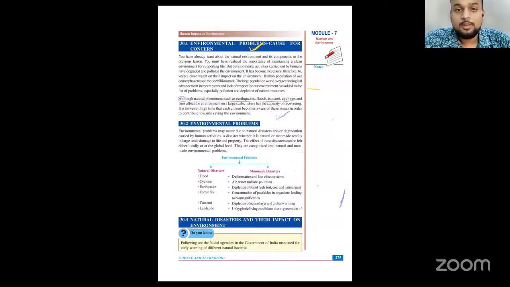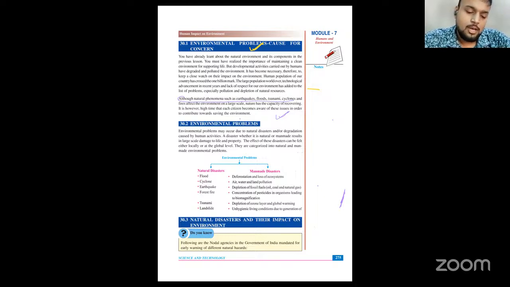Why green? Because now the climate is changing. Why is the climate changing? Because we are giving a bad impact on the environment, because of global warming or delayed rain. Right now many farmers lose their crops because the rain came late. When standing crops are there, they fall down because of the late rain. So there's a negative impact on the environment also. Understood, guys?